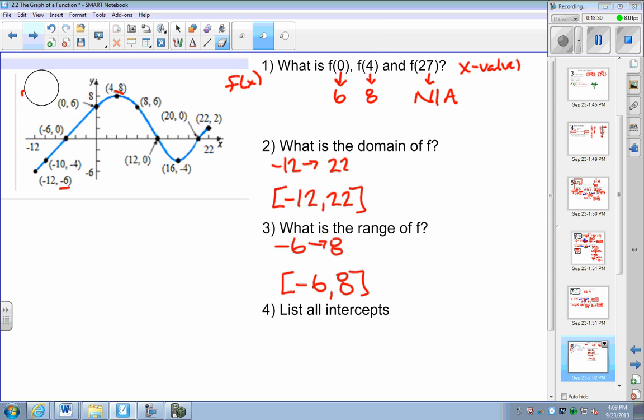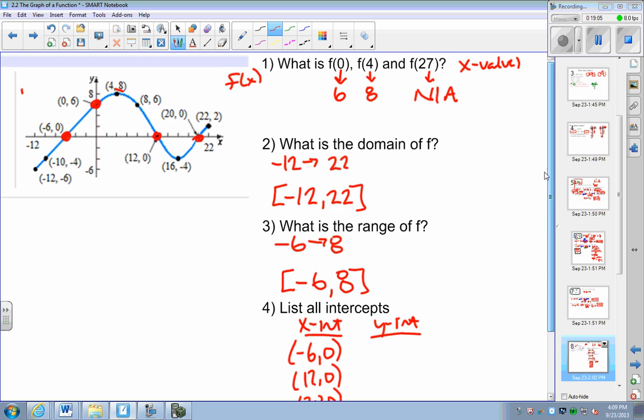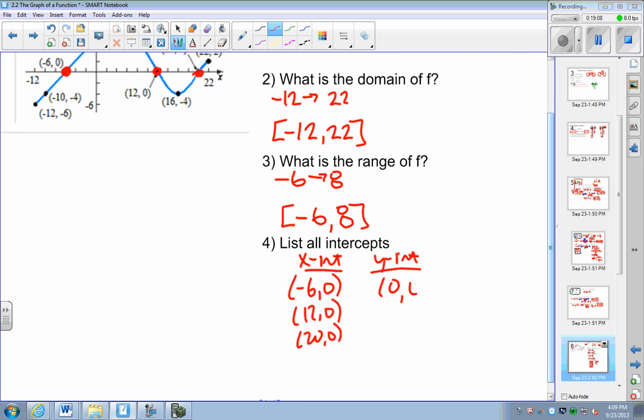List all intercepts. This should be pretty easy as long as they're nice, clean, whole numbers. There's one of them. There's another one. Here's your third one. Actually, we missed one on the x. So there's 3 x-intercepts, and there's 1 y-intercept. Negative 6, 0; 12, 0; and the last one is 20, 0. Y-intercept, 0, 6.